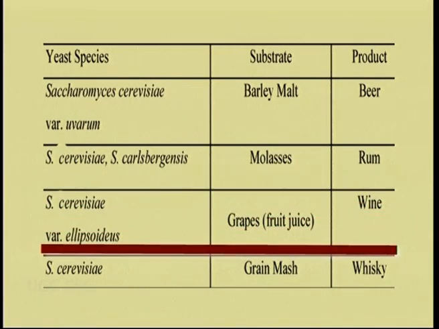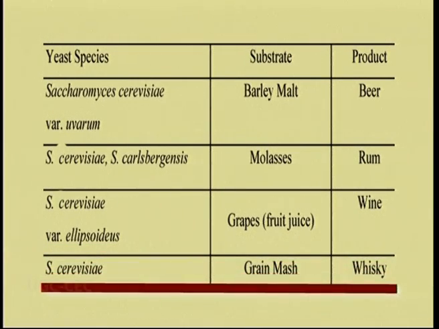Saccharomyces cerevisiae variety ellipsoides, substrate grapes, product wine. Saccharomyces cerevisiae, substrate grain mash, product whiskey. Several species of Saccharomyces are also useful in the dairy industry, but in the manufacture of grape juice, sweet cider and soft cheeses, the yeasts are harmful and hence must be excluded.